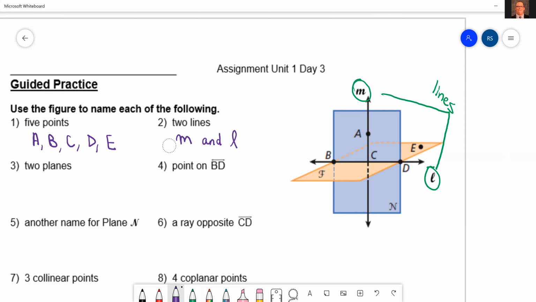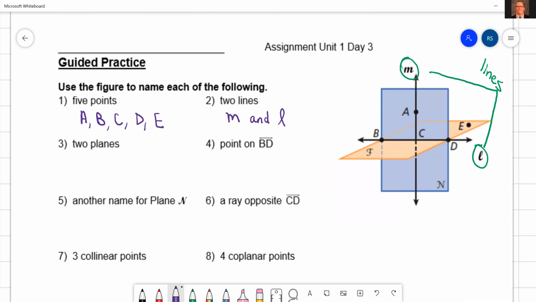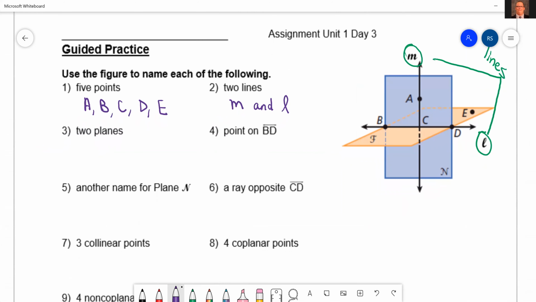Now I will say, if you're doing this remotely, if you only just type in M and L, I'll take that, because you can't exactly do cursive if you're doing it remotely. So I'll take that. If you're writing, though, I want it in cursive. Come on now.